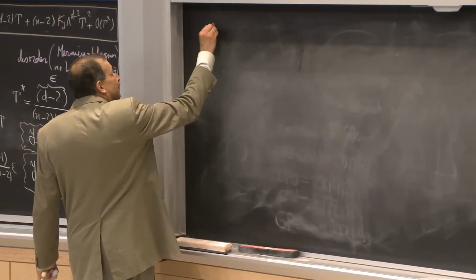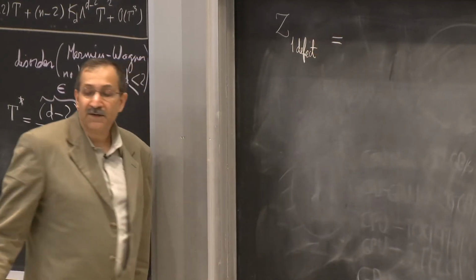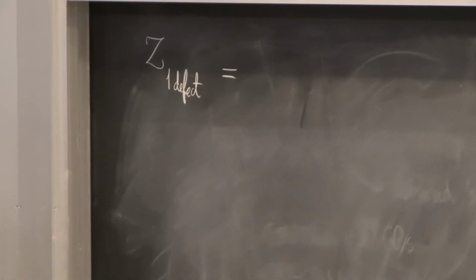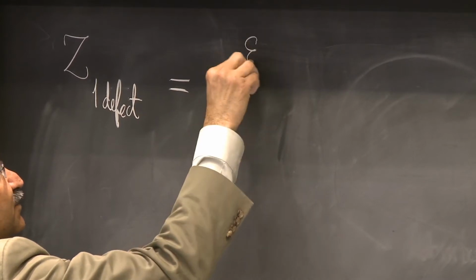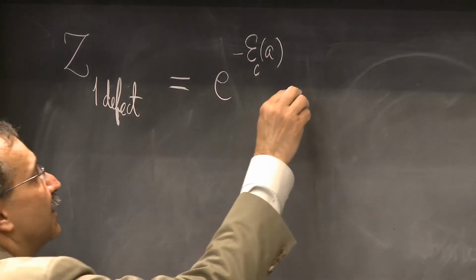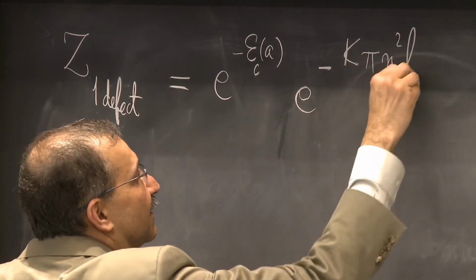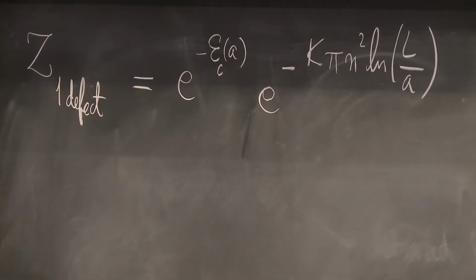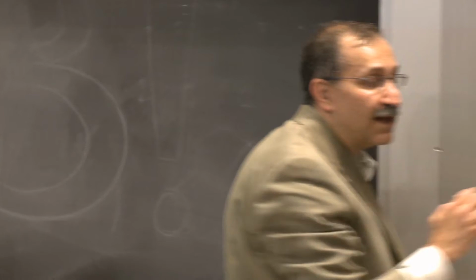So if I were to calculate the partition function that I would assign to one of these defects, part of it would be exponential of this energy. So I will have this e to the minus this core energy, I would have this exponential of k pi n squared log of L over A. So that's the Boltzmann weight for this.